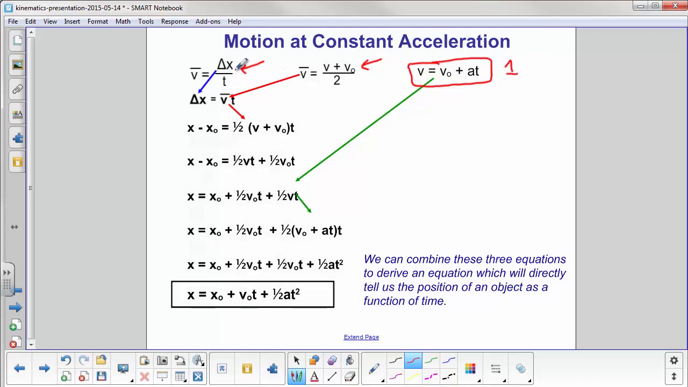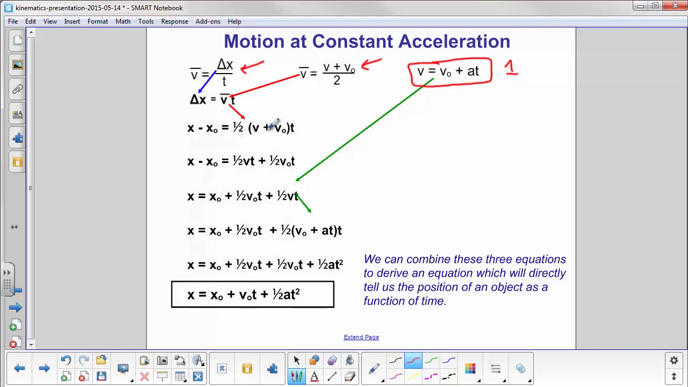We start with this equation here, and we multiply through by time. So you get displacement is average velocity times time. Then take this equation and follow the arrow. We substitute that in for average velocity. So we now have this equation. And we also use the definition of displacement, which is x minus x0, final position minus initial, equals 1/2 (v plus v0) times t.